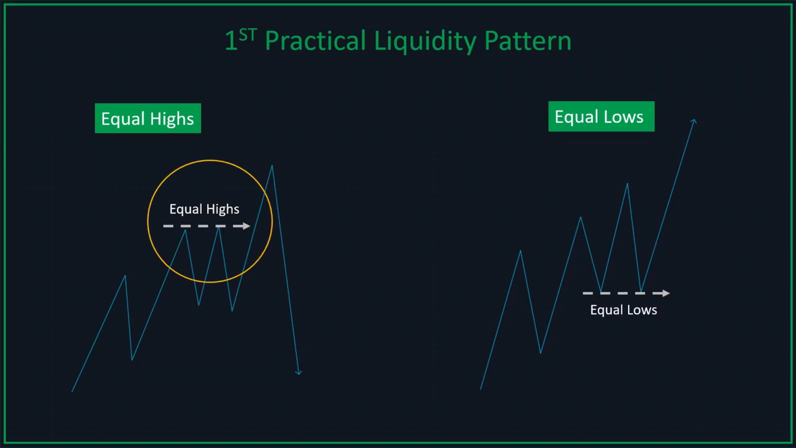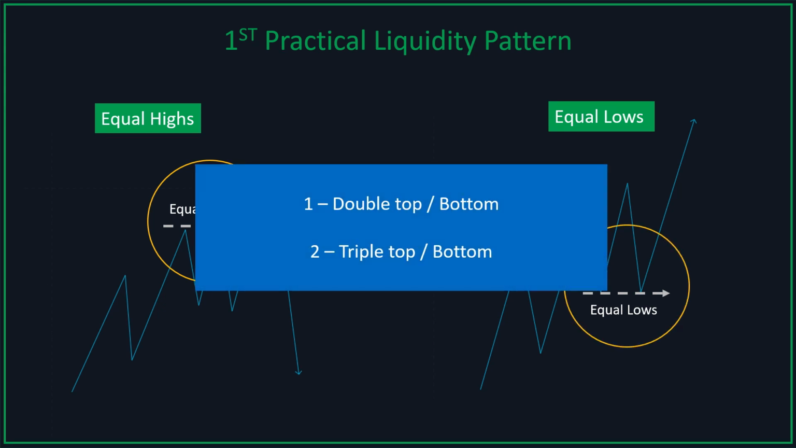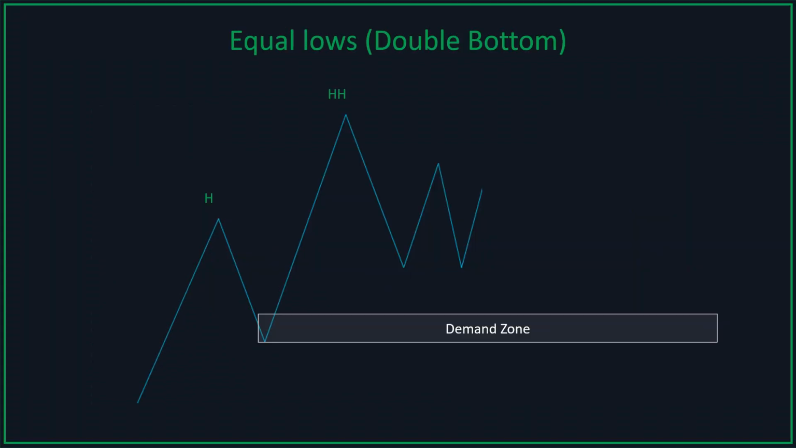These equal lows and highs come in two main forms: double tops or bottoms and triple tops or bottoms. Now, let's dive deeper into each of these patterns and uncover the psychology behind their creation in the market. We'll start with the bullish pattern. Imagine we have a structure like this. The price recently made a bullish break of structure, pushing upward before retracing back down.